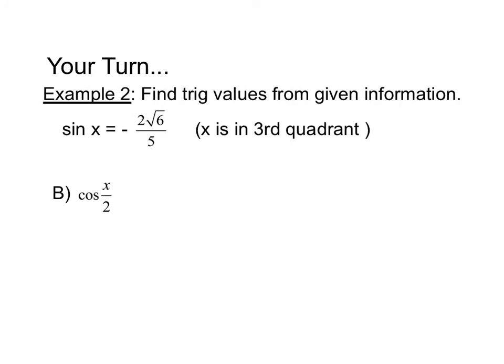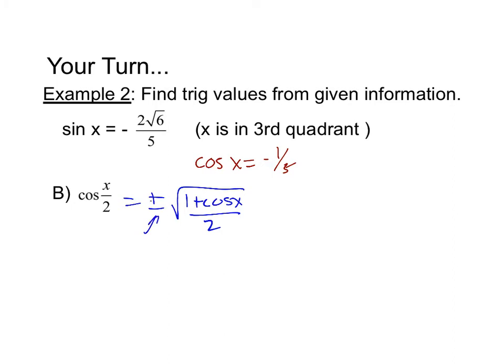Cosine is going to be, we already figured out, negative 1/5. So that is cosine of x over 2. So that's going to be plus or minus the square root of 1 plus cosine of x all over 2. Now, we are in the third quadrant, so that means I want the negative version. So I've got 1 plus negative 1/5 over 2. Okay, so what's that become?